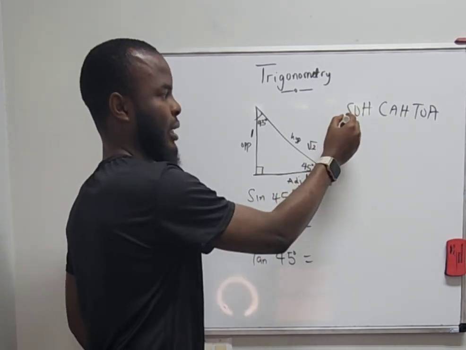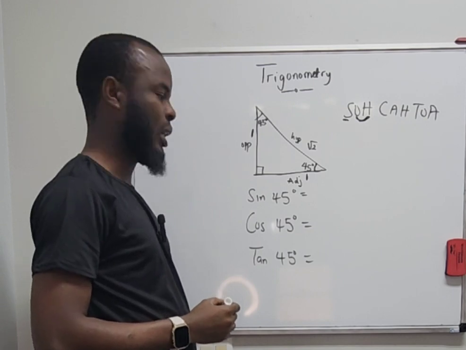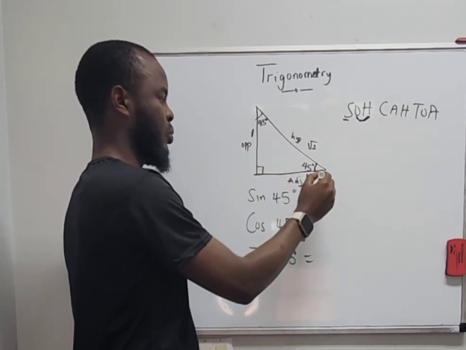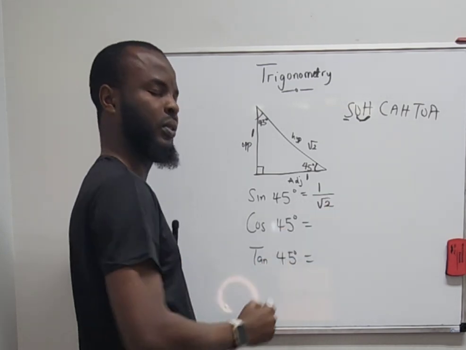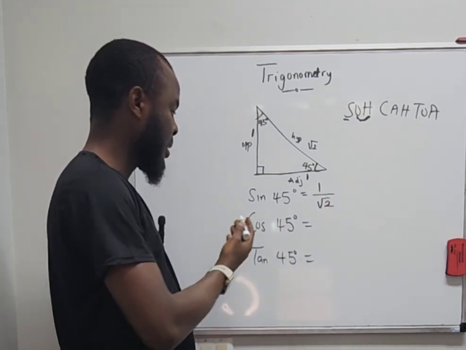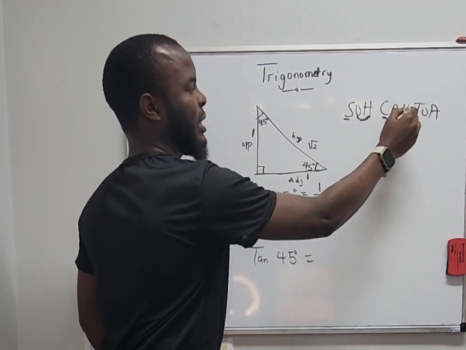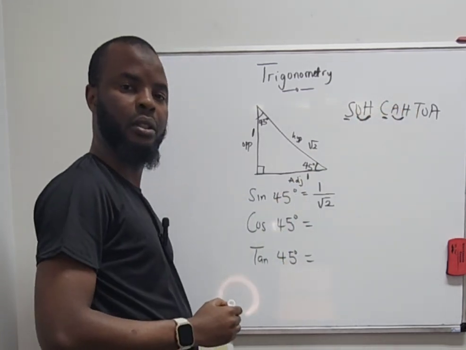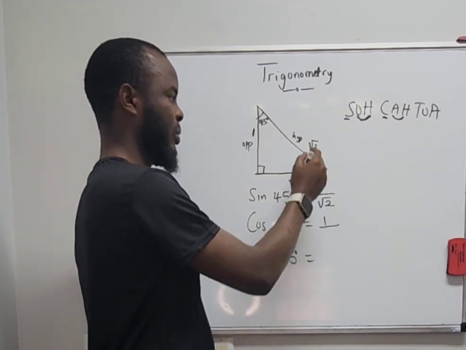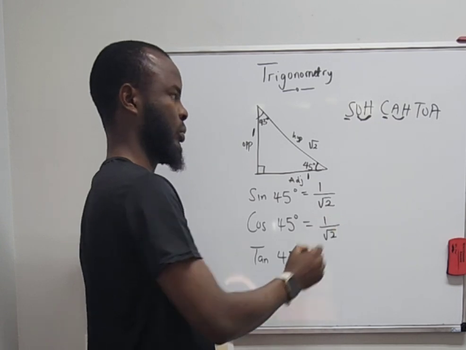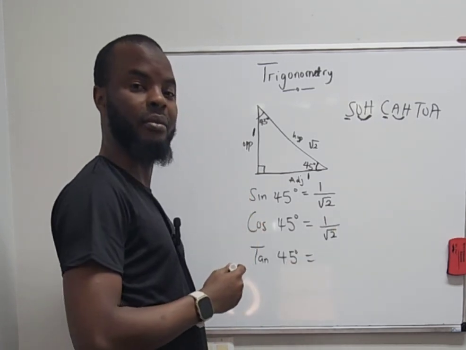Now for sine theta, we have it to be opposite over hypotenuse. And what is my opposite? Opposite is 1. Hypotenuse is square root of 2. Okay, now we have cos 45 degree. For our cos, we have adjacent over hypotenuse. So here we have adjacent, which is 1, hypotenuse root 2. You can see that sine 45 and cos 45, they are the same.